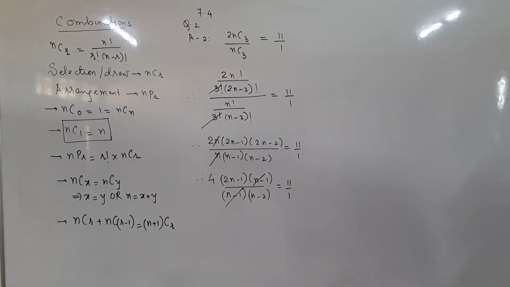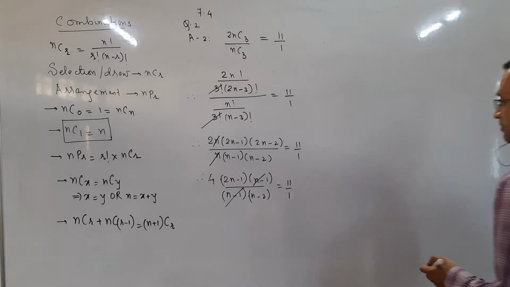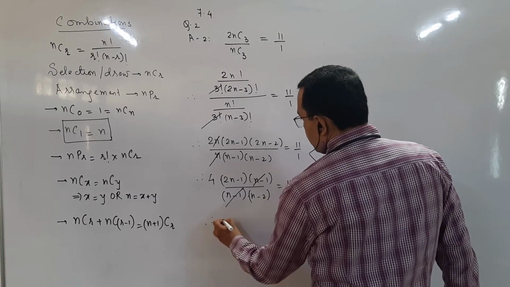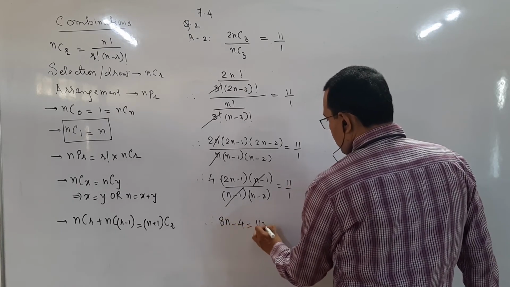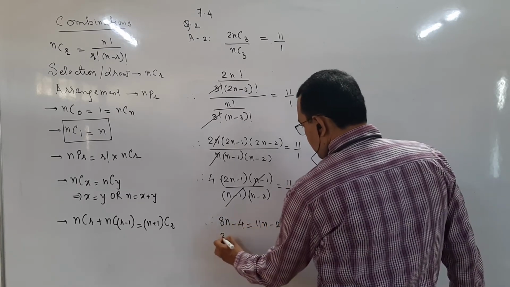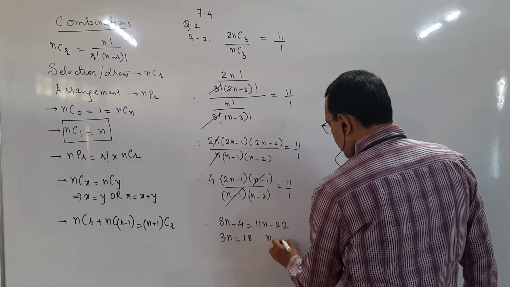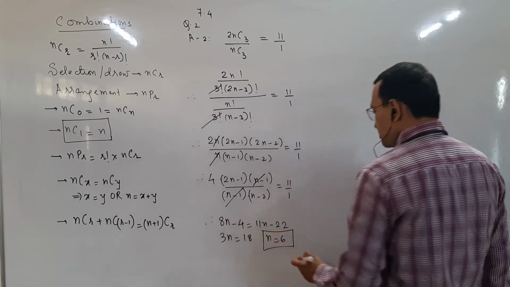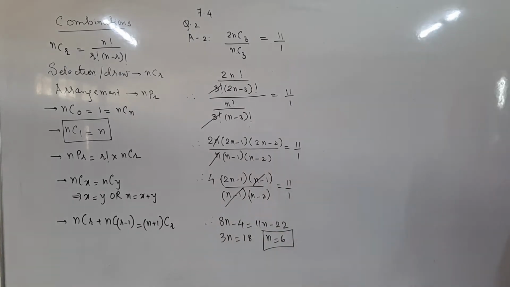So this is how we simplify and cross multiply. We get 8n minus 4 is equal to 11n minus 22. So 3n is equal to 18. So n is equal to 6. This is the answer. So the simplification logic is to reduce the greater factorial terms up to smaller factorial terms and get them cancelled.